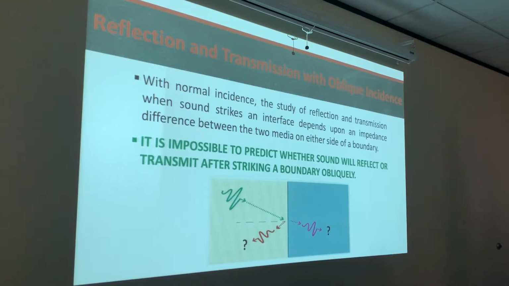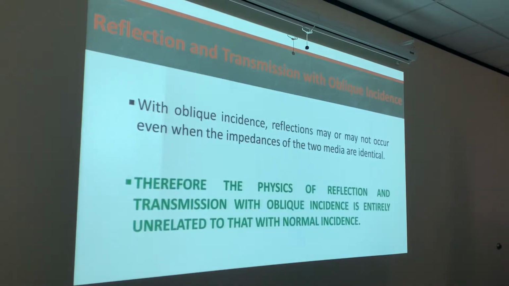Alright? It is impossible to predict whether sound will transmit or reflect with oblique incidence. We don't know. With oblique incidence, reflections may or may not occur, even when the impedances of the two media are identical. Just the opposite: reflections may or may not occur, even when the impedances are very different. Therefore, the physics of reflection and transmission with oblique incidence is entirely unrelated to that of normal incidence.